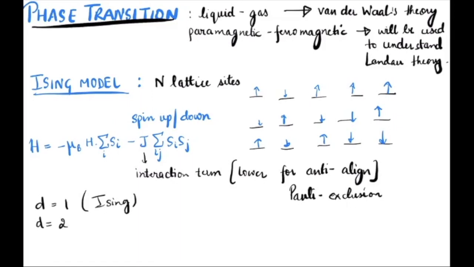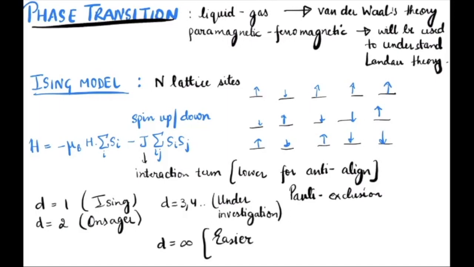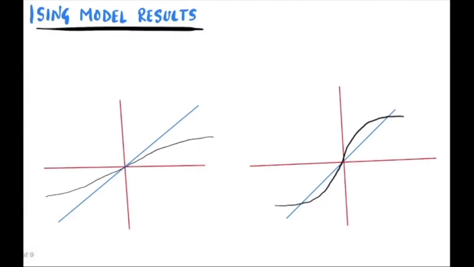The Ising model was solved by Ising himself for d equal to 1 dimension. For d equal to 2, it was solved by Onsager, but the solution is pretty complicated. For d equal to 3 and 4, we are still trying to understand it. And for d equal to infinity, we can solve it and the solution is easy to understand, the reason being that we can use the mean field approach. So let us try to do this using the mean field approach.